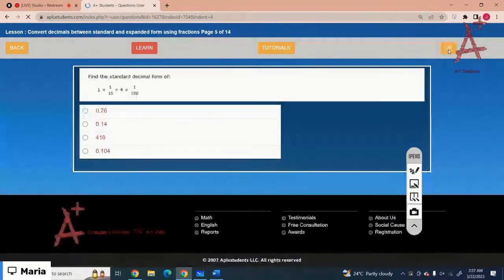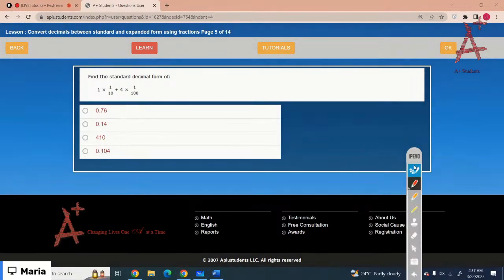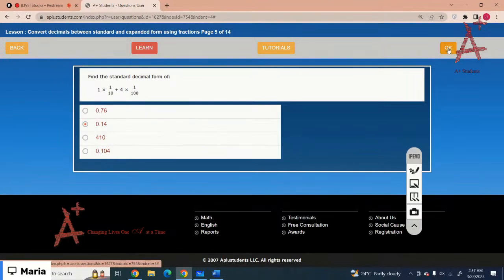Okay, the next one is 1 times 1 over 10 plus 4 times 1 over 100. So which is the correct option? You don't have any ones digit here, just the tenths digit and the hundredths digit. Got it? So it makes 0.14. 1 is the digit at the tenths place and 4 is at the hundredths. So it would be 0.14. Got it?